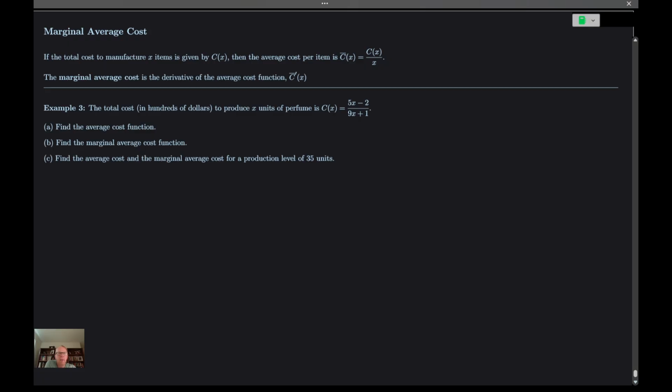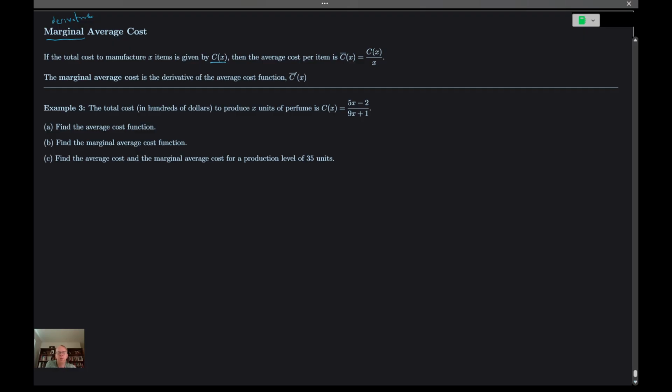All right, next, so this is kind of an application, marginal average cost. So whenever you see marginal, think derivative. So if you find the marginal cost, you're going to have to find the derivative of something. So if the total cost to manufacture X items is given by a cost function C of X, then the average cost per item will denote this C bar of X, and you're just going to divide your cost function by X. And then the marginal average cost is the derivative of this C bar of X.